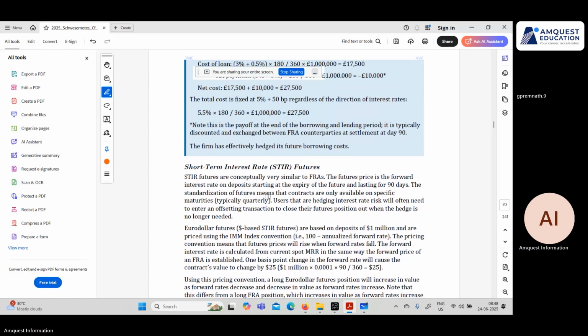So they say, look at it, something that we already discussed, that they are standardized products which are available usually quarterly, right? But then a lot of people would want to hedge somewhere in between, or maybe something that doesn't work for futures. To fix that, they use the Eurodollar futures, and they say they are priced at a convention of 100 minus annualized forward rate. So if the forward rate is 2%, their value is 98.